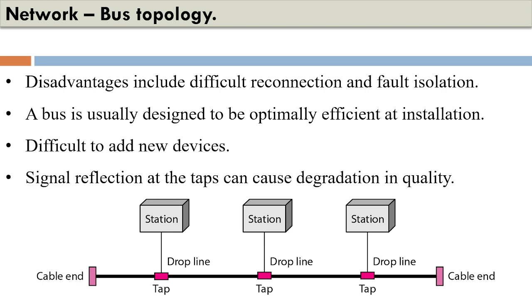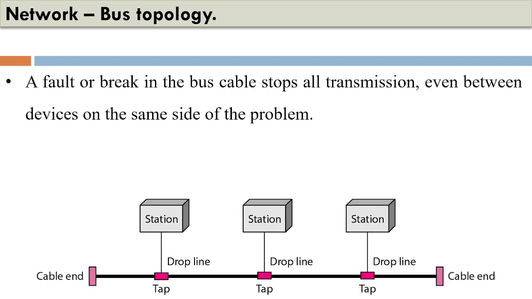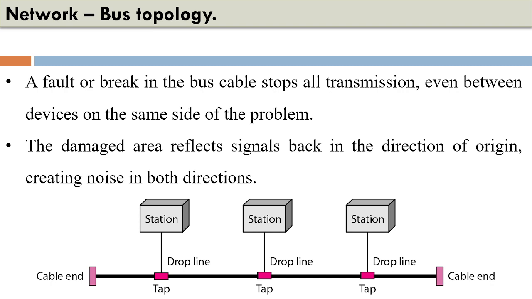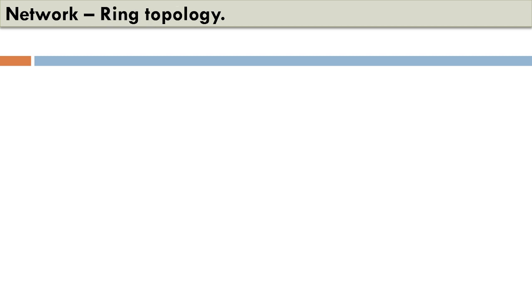Then, every time a signal is transmitted from each and every tap, there is a reflection. So this can create noise and degrade the quality of transmission. Again, a fault in the backbone can stop all the transmissions, even between the devices which are connected. The damaged area of this bus topology can create a huge amount of noise to the other sections because of the reflection of the signals from the damaged area.